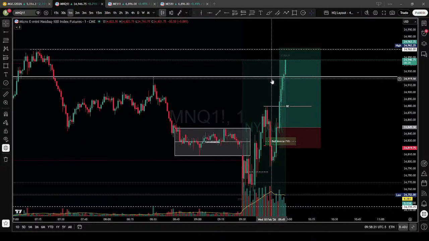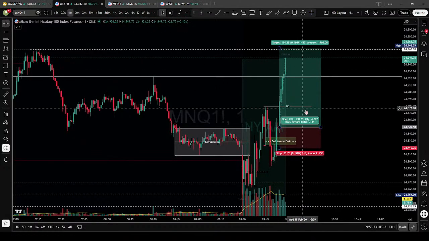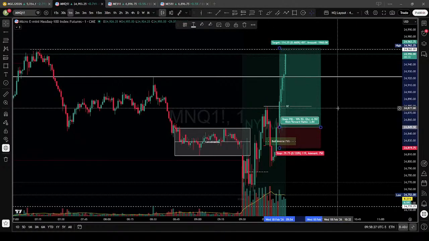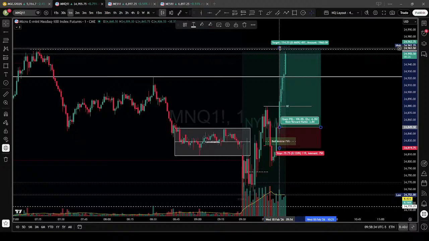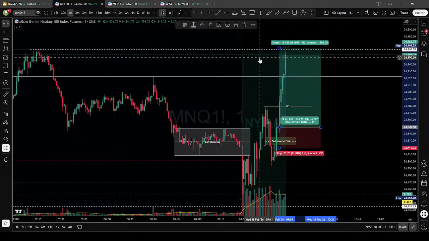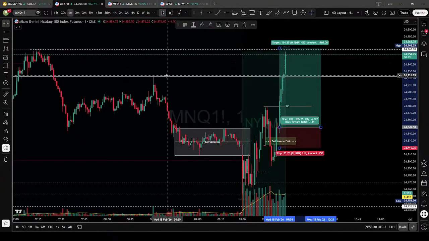90% of the quantity should be out here. It's already moving good. 100 points, moving good. There you go, 104, 107 points. 114 points is our target. Should be reaching easily. I'll still be out at 90% right here.